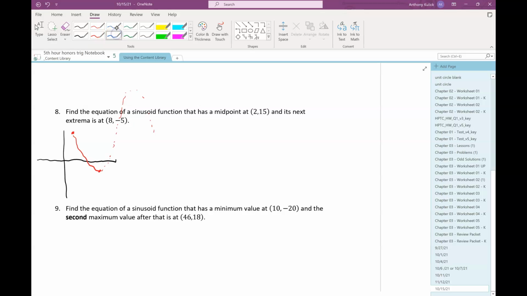So I like to start by finding the k. The k is just going to be this distance, or I'm sorry, the k is free, right?